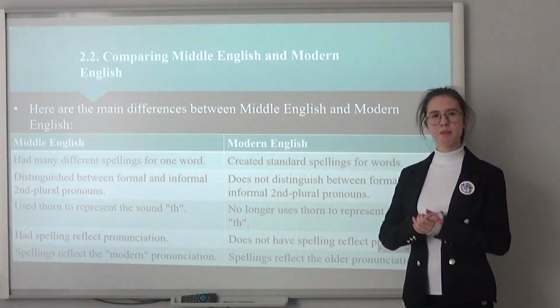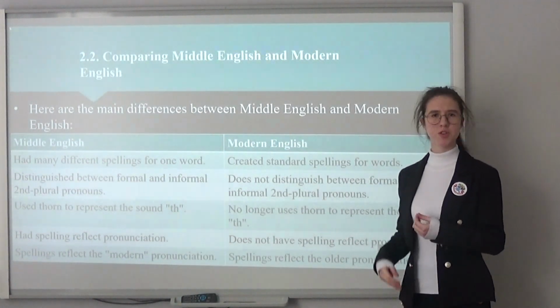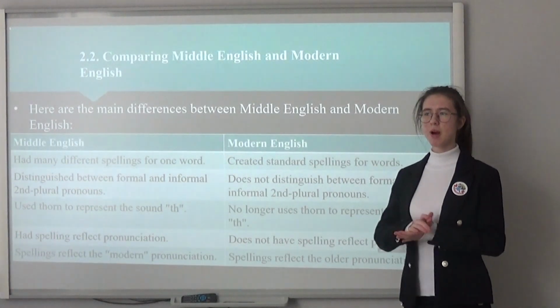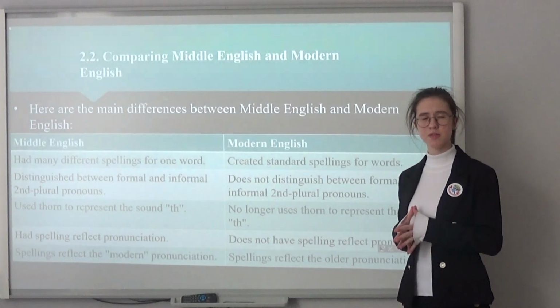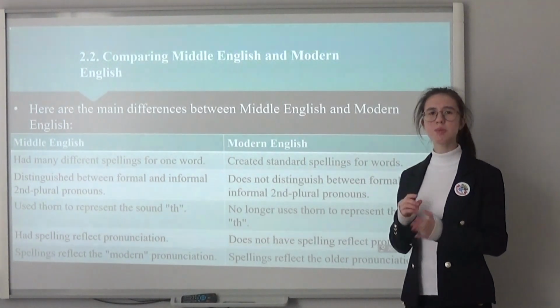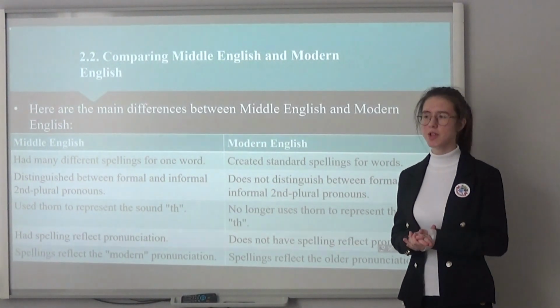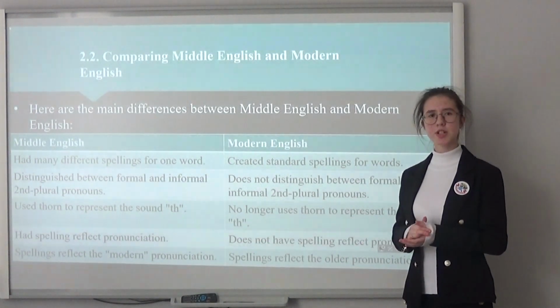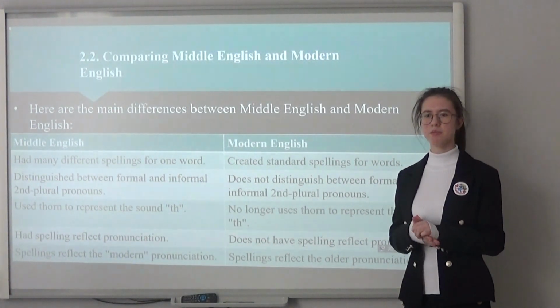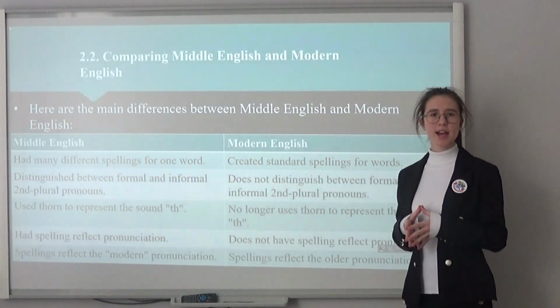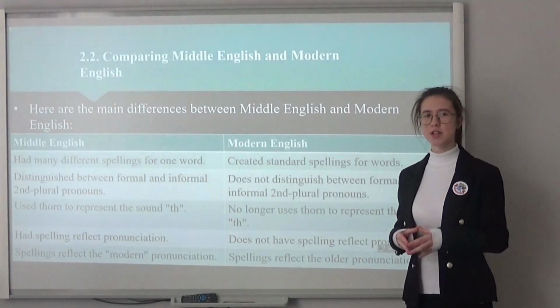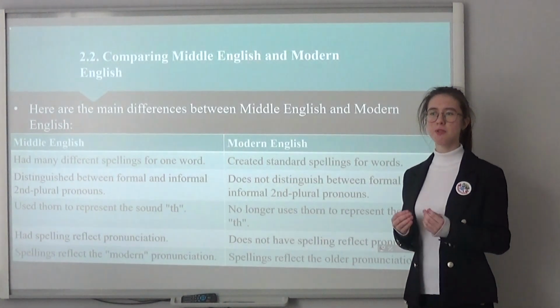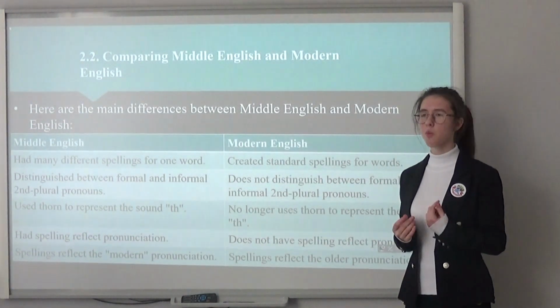Now let's compare Middle English and Modern English. Despite them not having quite a distinct difference between them, there are still some small and subtle differences that can be seen. For example, Middle English, despite being so blended and cultured, did not have a standardized spelling. So, as I said before, there could be 500 different spellings for one word.